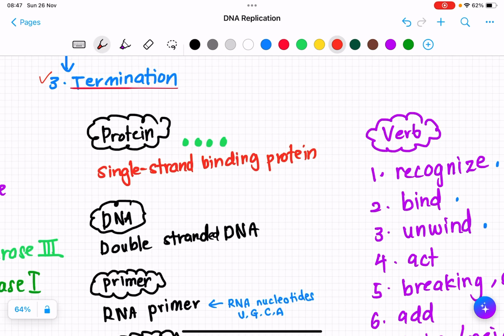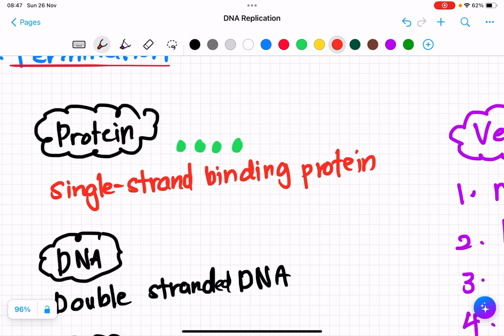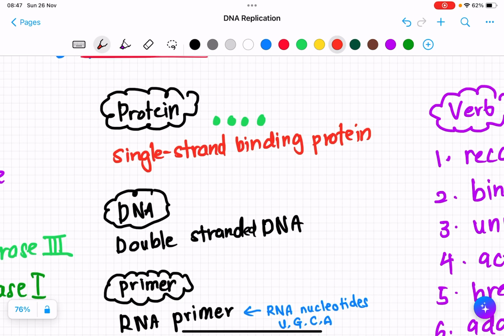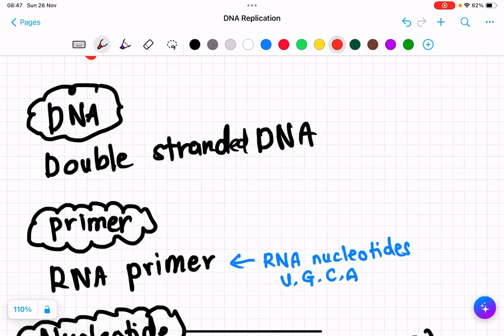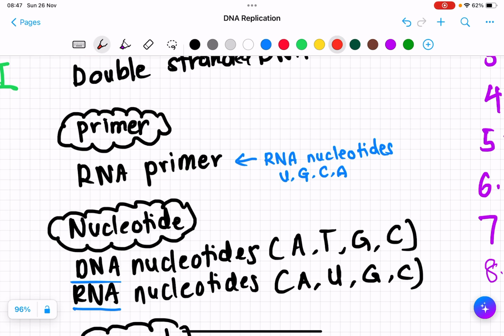Next, we have the protein, which is known as single-strand binding protein. It's a protein that used to bind to the parental DNA strand that already open to prevent the strand from joining and winding back. Of course, we need DNA, parental DNA double-stranded, primer made up of RNA nucleotides. RNA nucleotides are U, G, C, A.